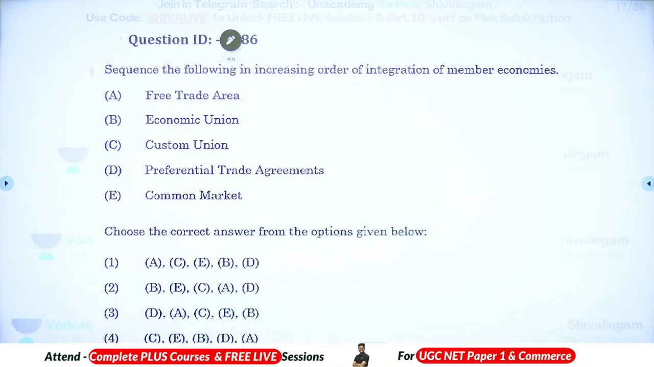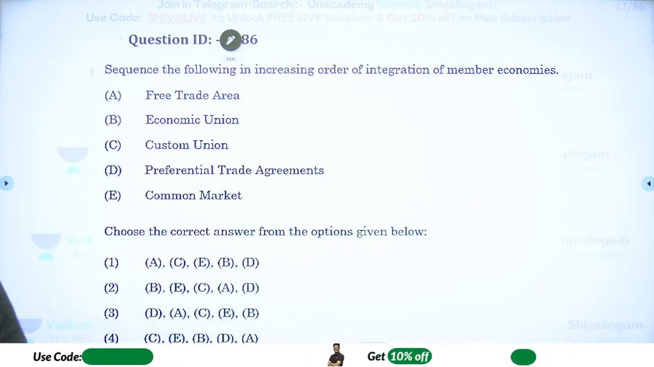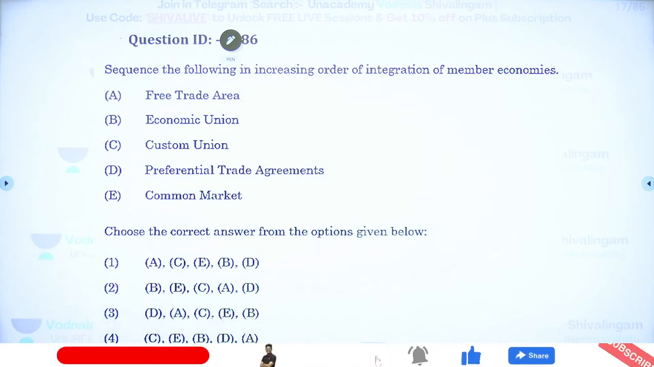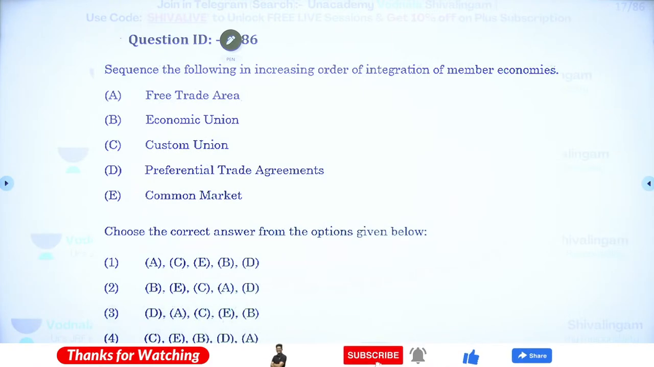Next. Sequence the following in increasing order of integration of member economies. The sequence will be there, right?